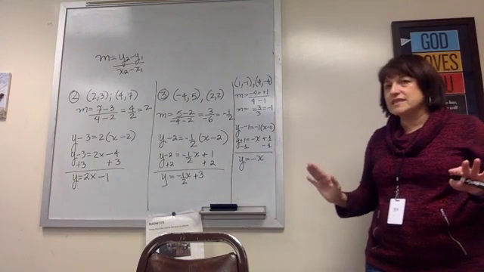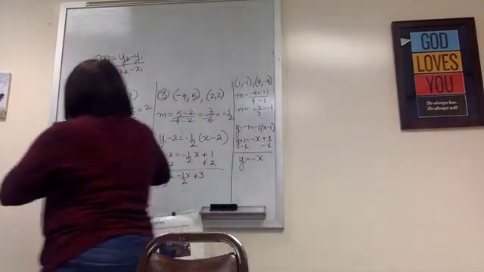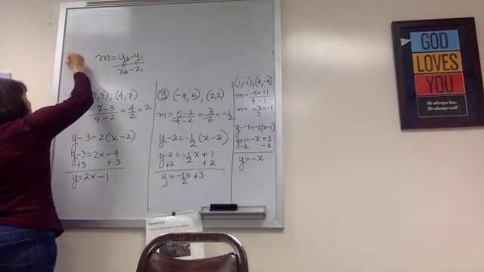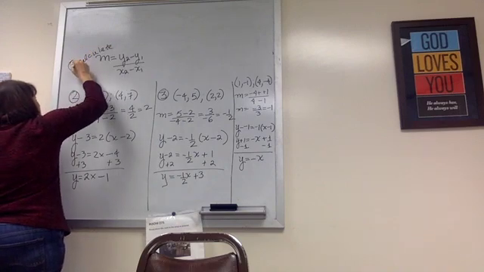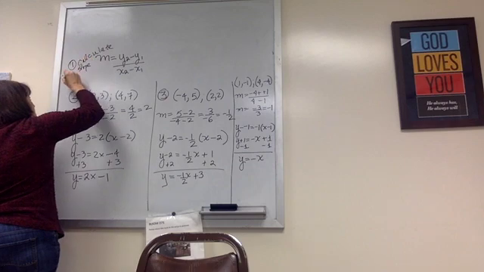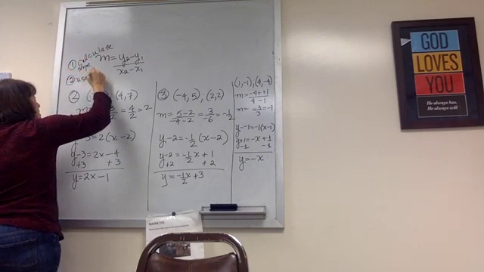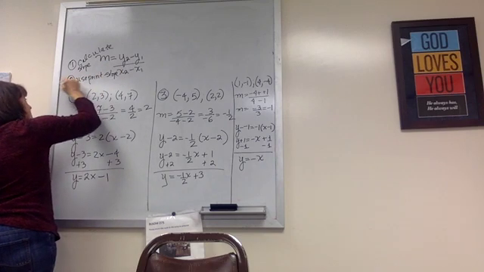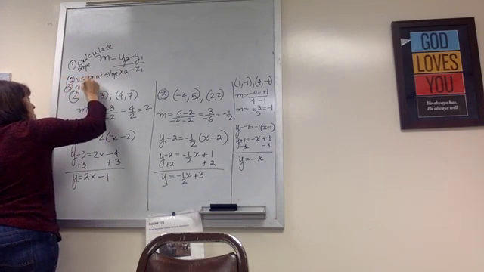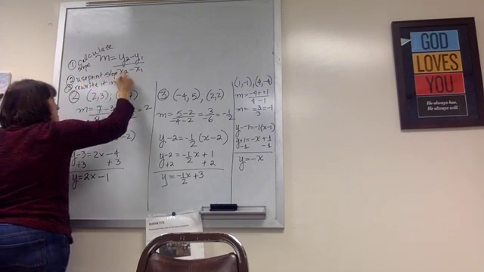So what is the whole process again? If you're given 2 points, number 1, calculate the slope. Number 2, use point slope. And then number 3, rewrite it in slope-intercept form.